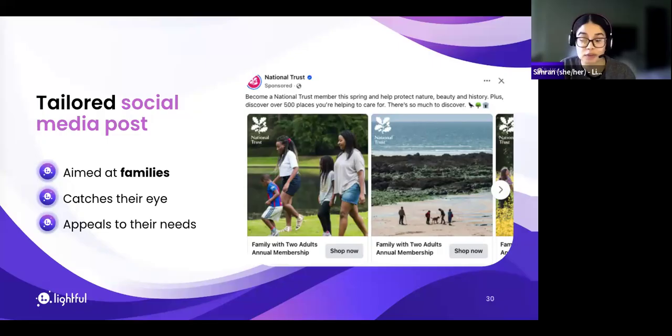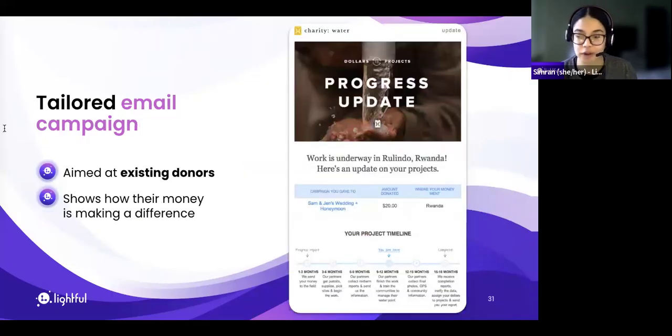So as you can see, they use eye-catching appeals that match the needs of that specific audience. And you can see that it is really aimed at families through their imagery and also the language that they're using, such as family with two adults annual membership, but also kind of giving the idea of what else they can discover over there. And then we've got our next one, which is an email campaign.